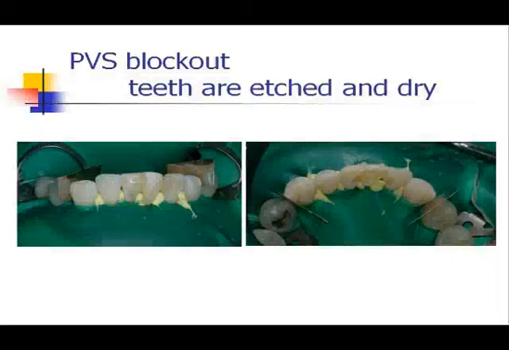I then place my anatomic blockout. I'll place a matrix band to the distal of both canines so that no adhesive or composite gets on the mesial of both first premolars. I've got my blockout in place in the pontic area and in all the areas where the splint will be placed from number 22 to number 27.